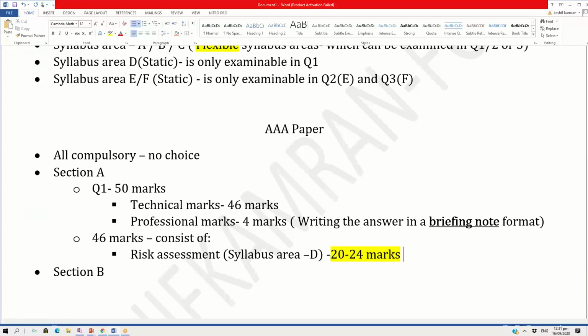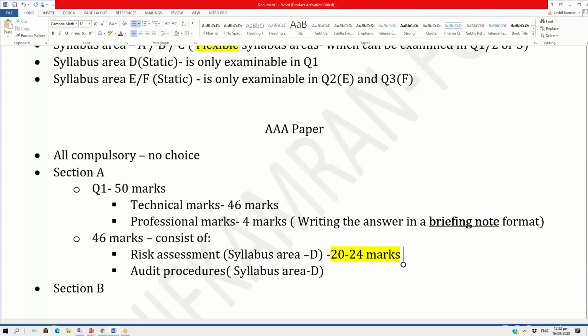20 to 24 marks. Now, when you move down, what else comes in the 46 marks? There is an area known as audit procedures. Audit procedures is syllabus area D, which is normally known as substantive procedures if you look at the AA paper, but in the AAA paper, we call them audit procedures. If you are an AA student, you must have heard the word substantive procedures. The examiner is very fond of asking audit procedures.